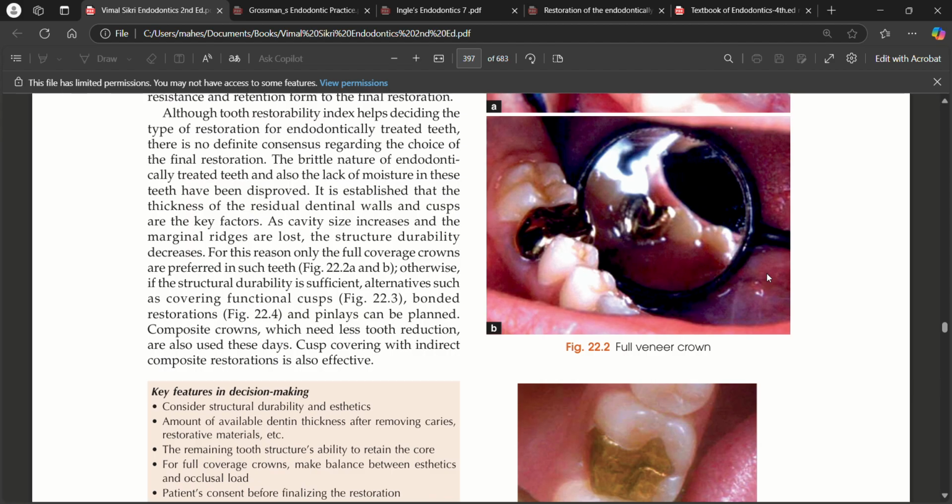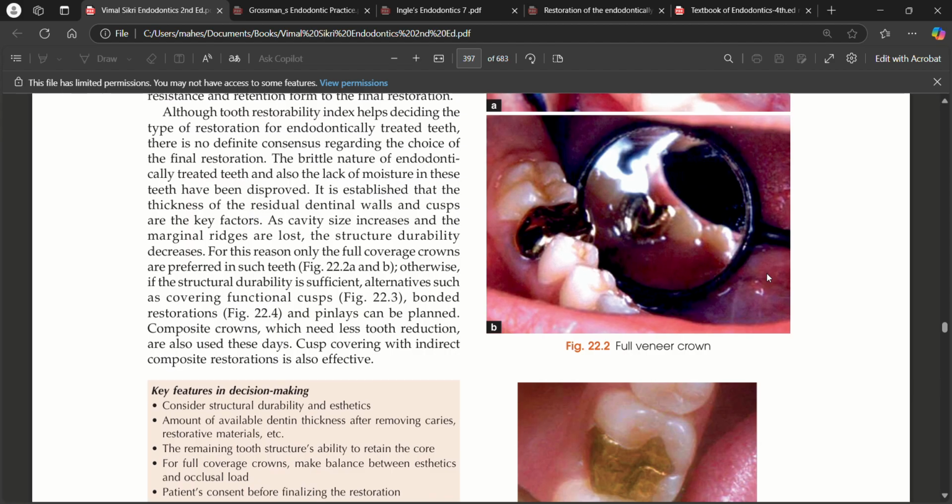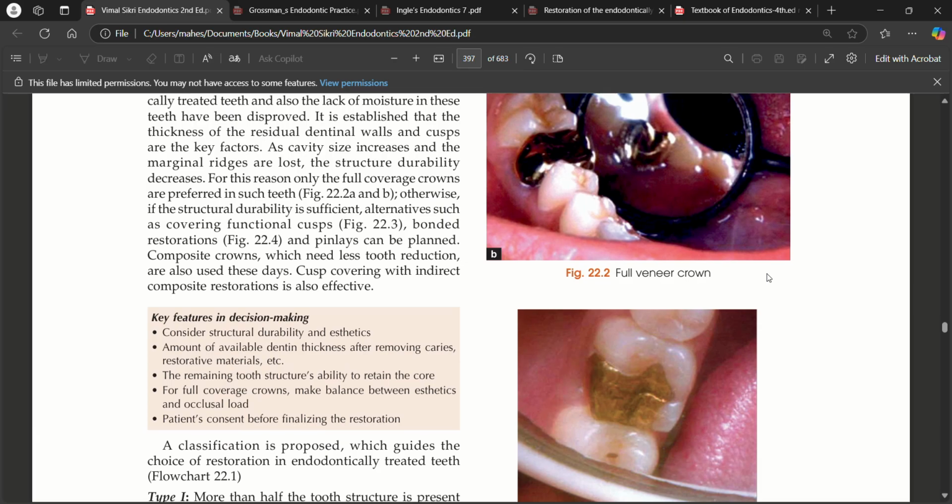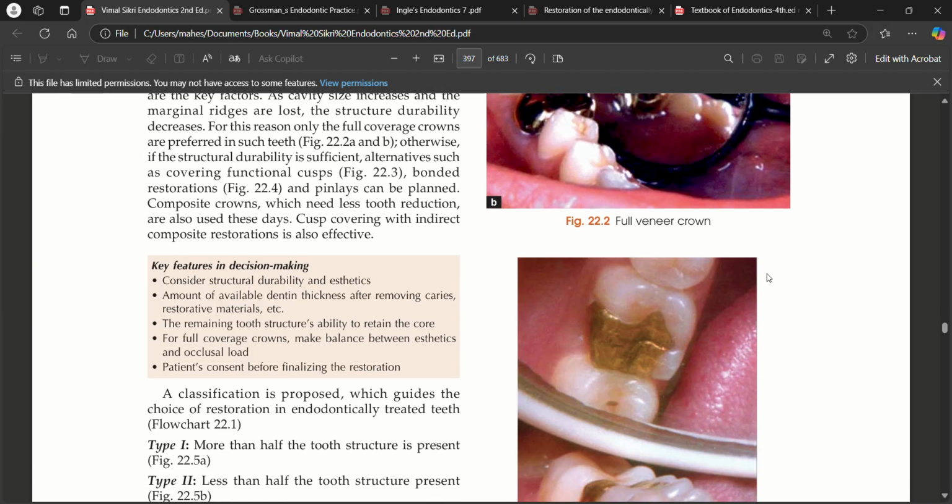Key features in decision making. Consider the structural durability and aesthetics, the amount of available dentin thickness after removing the caries and restorative material, the remaining tooth structure, and the ability to retain the core. For full coverage crowns, make a balance between the aesthetics and occlusal load. Get the patient's consent before finalizing the restoration.